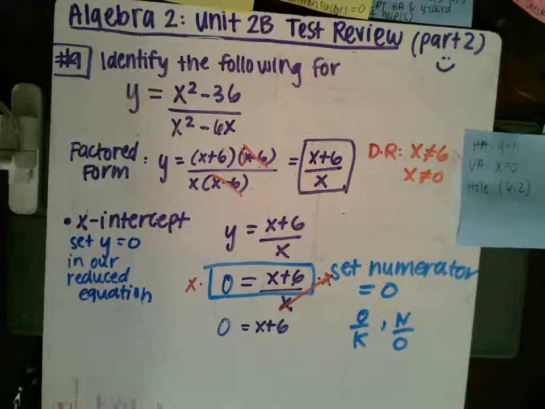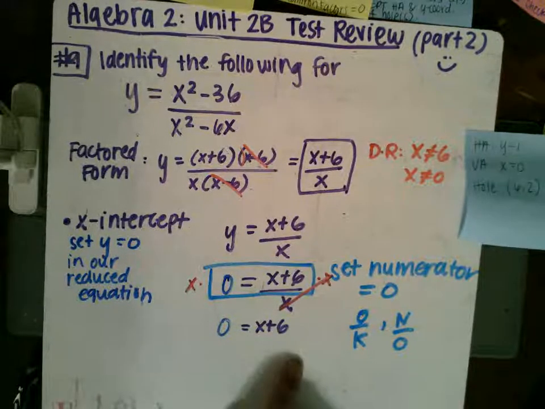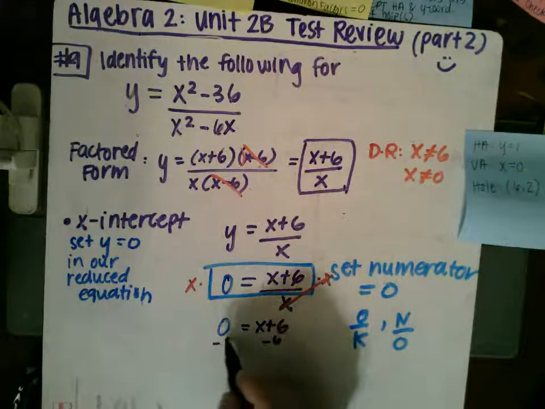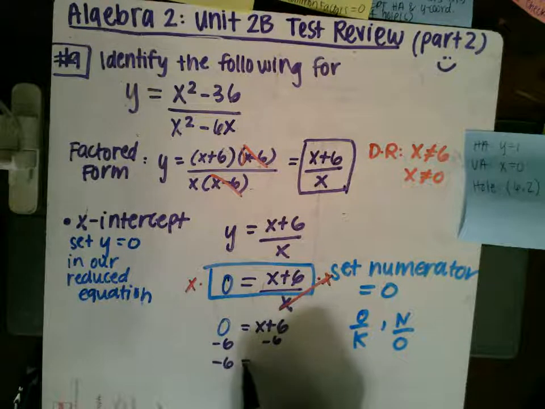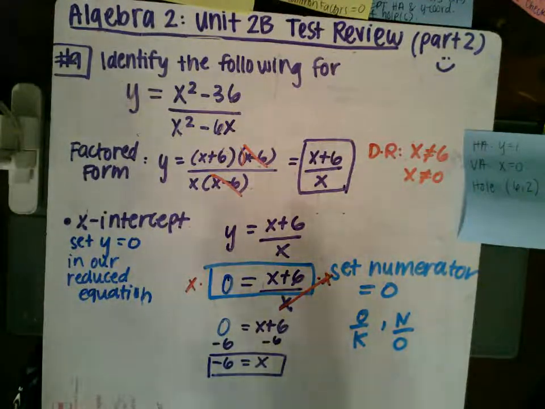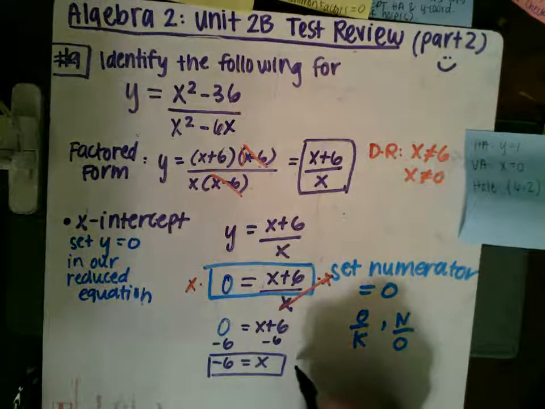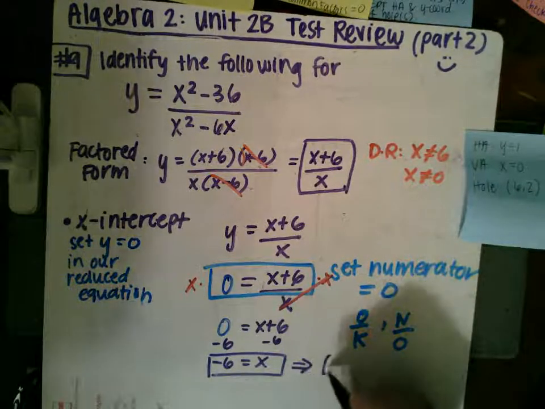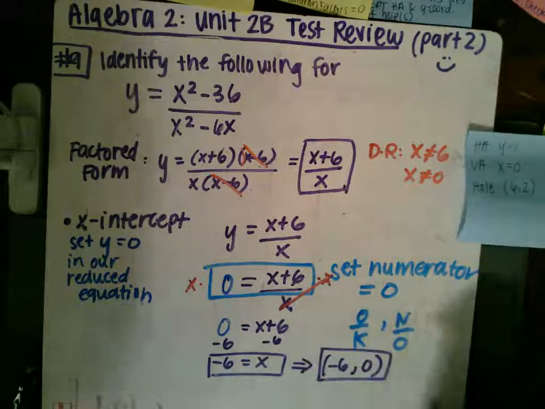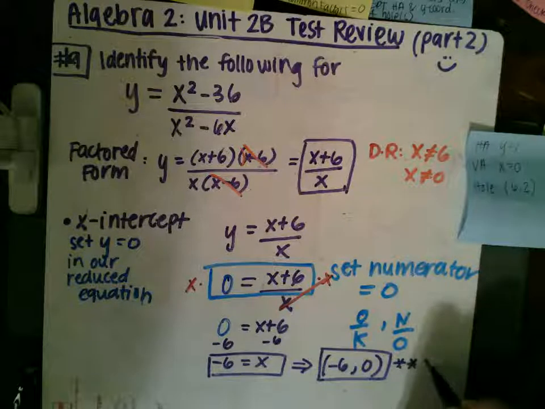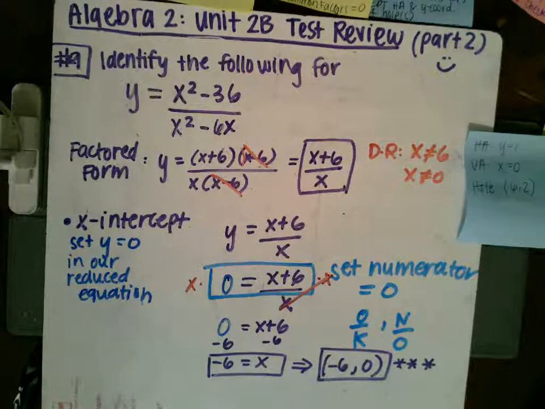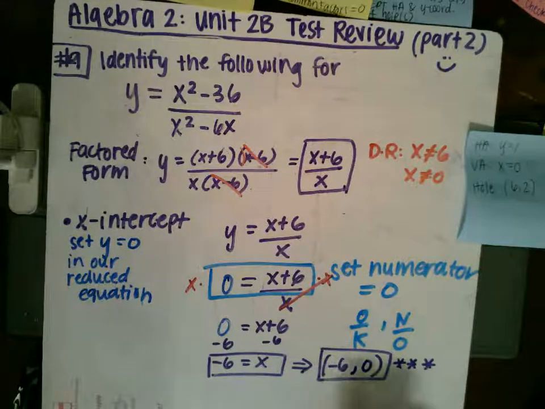Now we actually have to solve for it, right? We set the numerator equal to 0, or plug in y equal to 0. I would subtract 6 from both sides and I would get negative 6 is equal to x. Now, an x-intercept is a point, ladies and gentlemen. So this really means I have the point negative 6, 0. That is what we want. X-intercepts and y-intercepts are points, so I should label them as such.